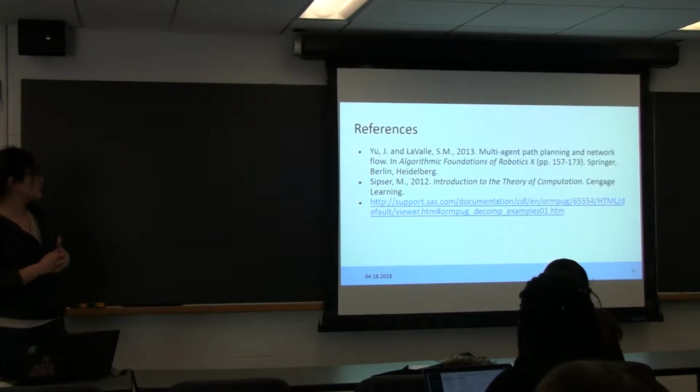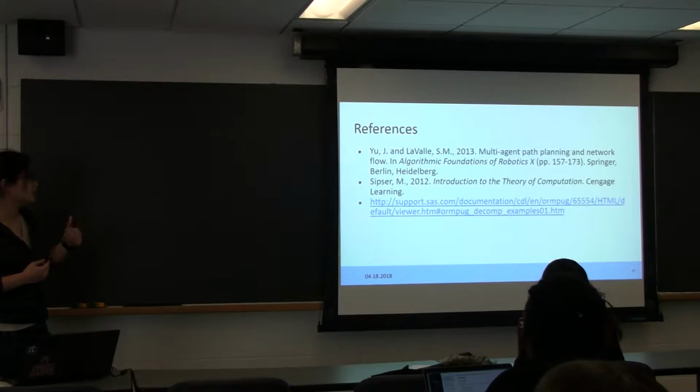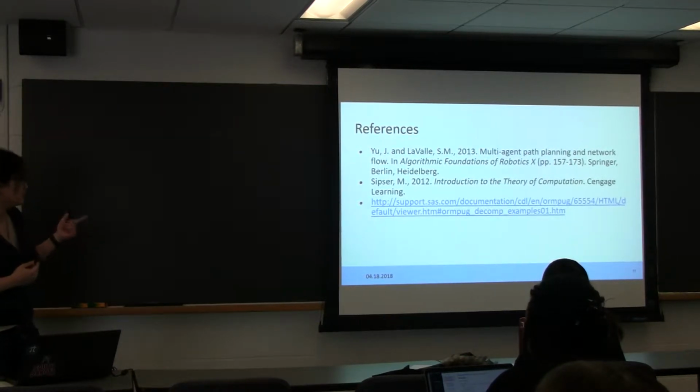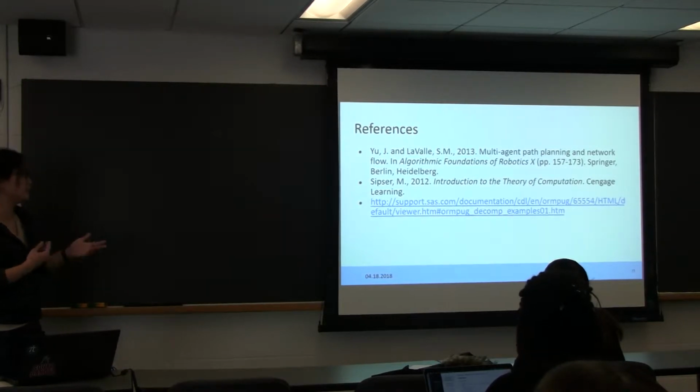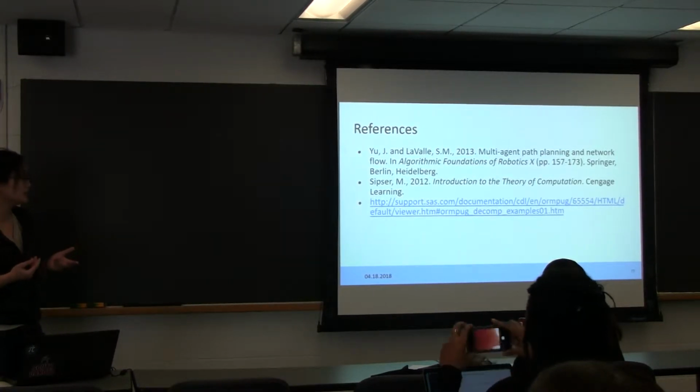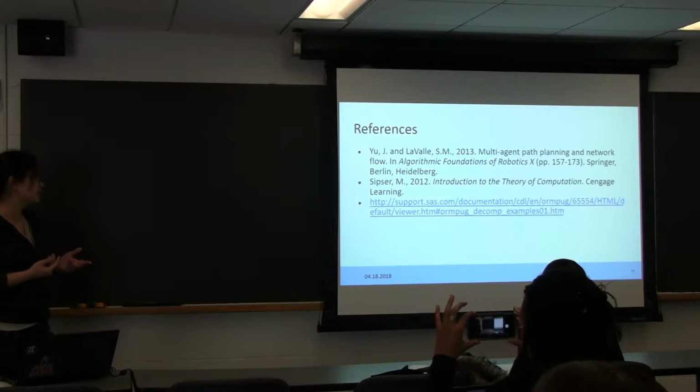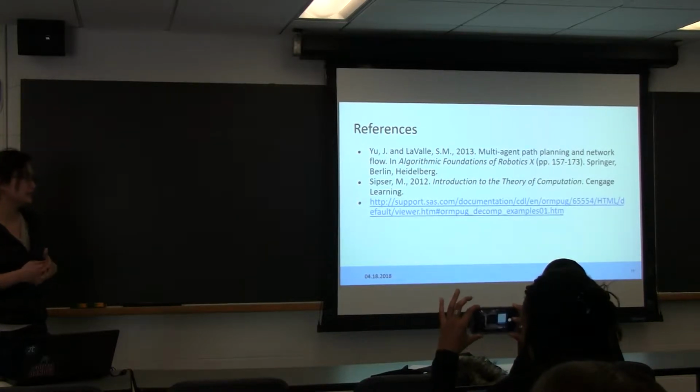We got the idea from the research paper called multi-agent path planning and network flow by Yu. And we also bring some examples and descriptions from the textbook about theory of computation written by Professor Michael Sipser. And Professor Sipser is at MIT.